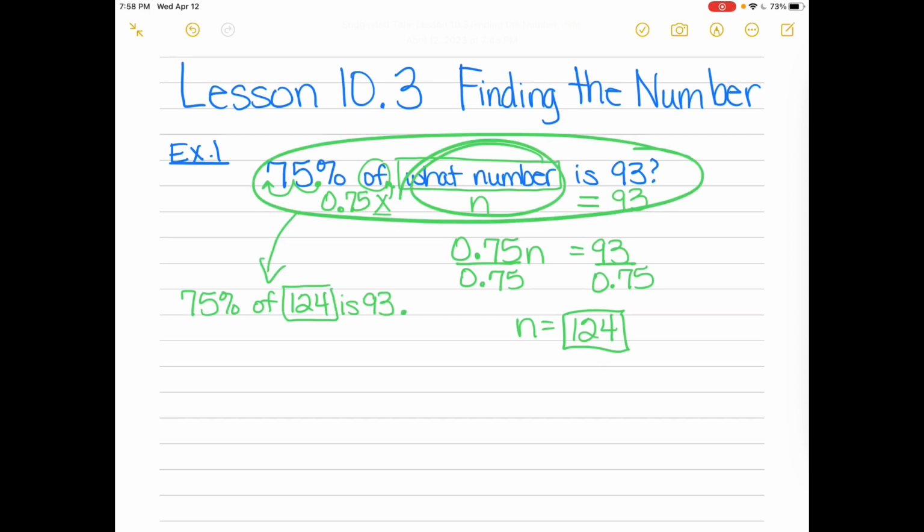Okay, so my audio cut off. I'm not sure where I stopped talking when it turned off. But anyway, 75% of 124 is 93. And that's what we were trying to find, the 124. Okay, so we're going to move on to example 2.